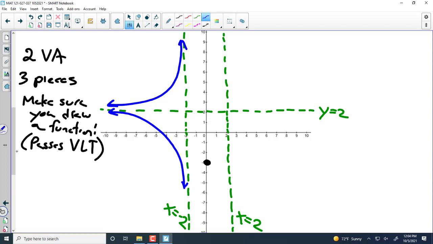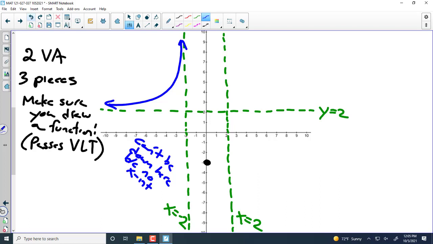Why do you say it's the top one? Because it has no x-intercepts. That's right. Does our graph have any x-intercepts at all? No. And does that bottom piece look like it's hitting the x-axis? It sure does. So it can't be down here because no x-intercepts. And you can't just stay below the x-axis because you eventually have to get up to that horizontal asymptote. So it's got to be over there.